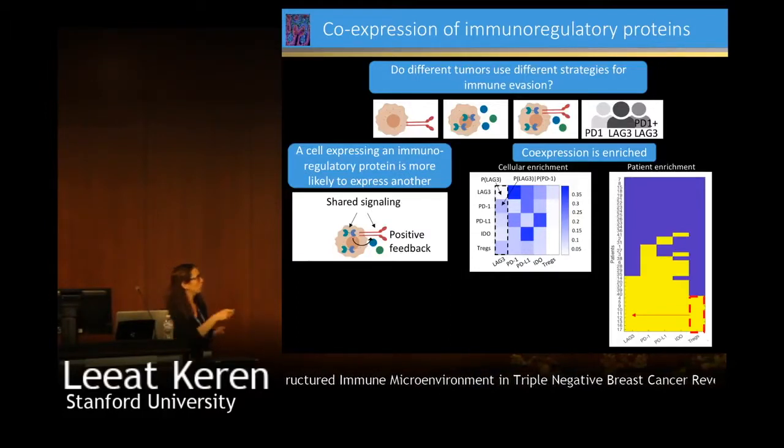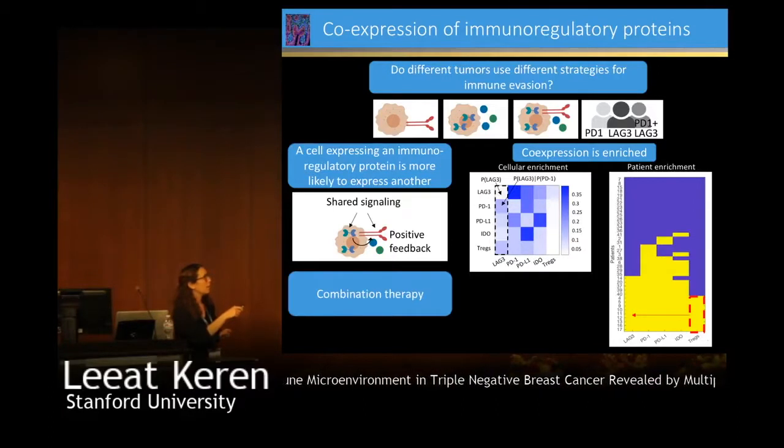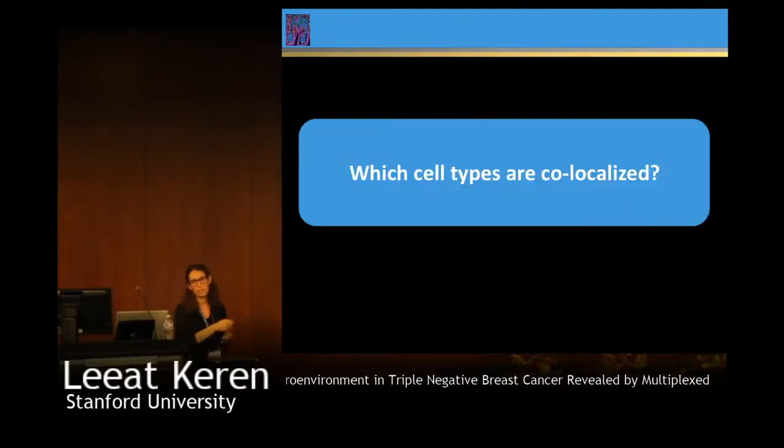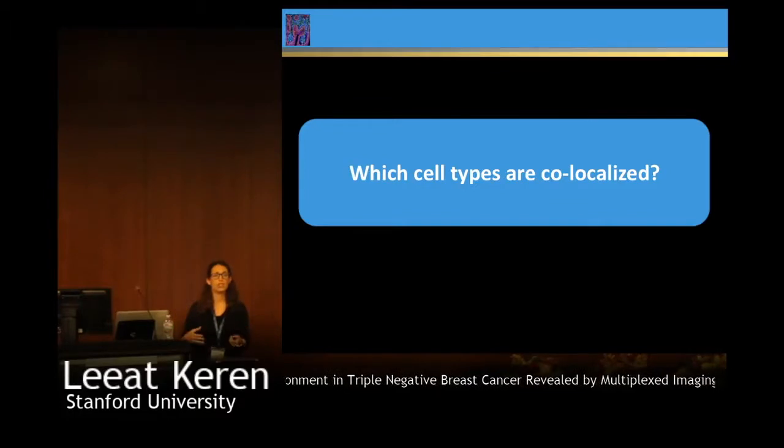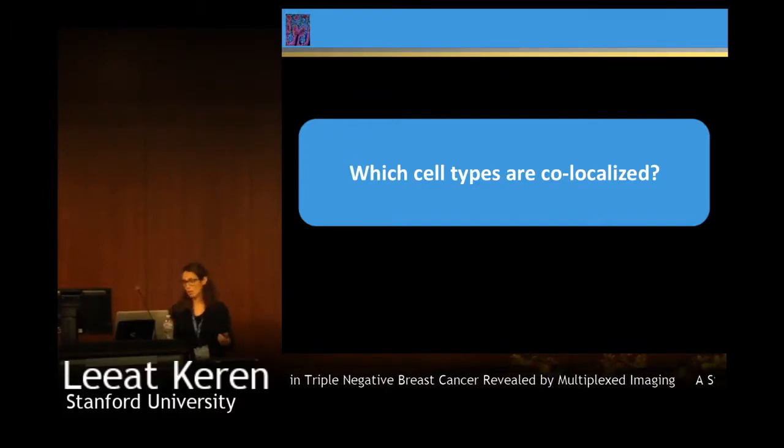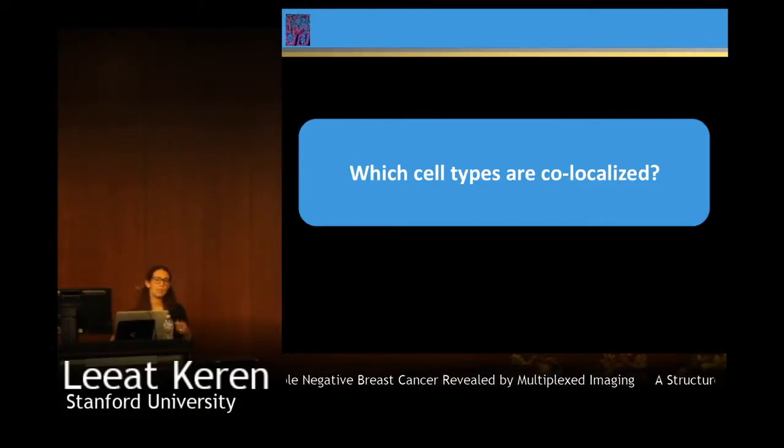So let's say I have red cells and I have green cells, and now I want to ask, are red cells touching green cells more than I would expect just from the sheer number of cells in the tissue and the general tissue architecture? And again, I'll be happy to go into the details of this algorithm for those who are interested later.